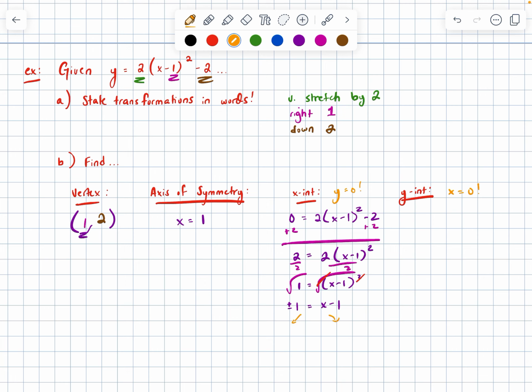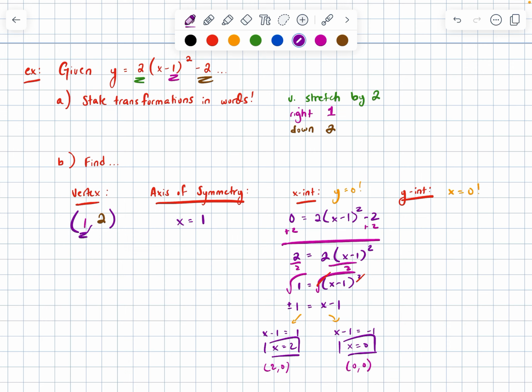Now I'm in my funky split territory if I've got a plus or minus. So I know my answers are that x minus 1 could be equal to positive 1, or x minus 1 could be equal to negative 1. If x minus 1 is 1, adding 1 to both sides, x is equal to 2. If x minus 1 is negative 1, adding 1 to both sides, x is equal to 0. What this, of course, tells me is that the points (2, 0) and (0, 0) are the x-intercepts of my graph.